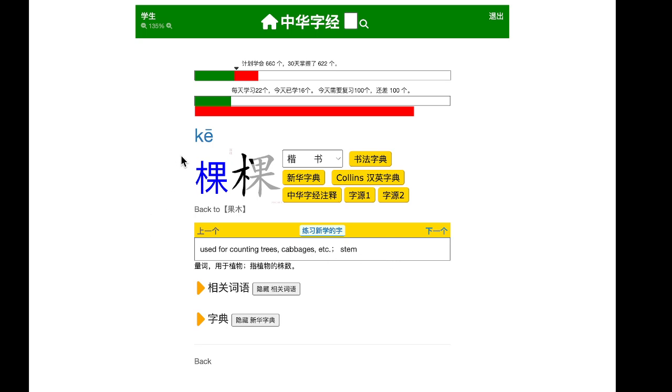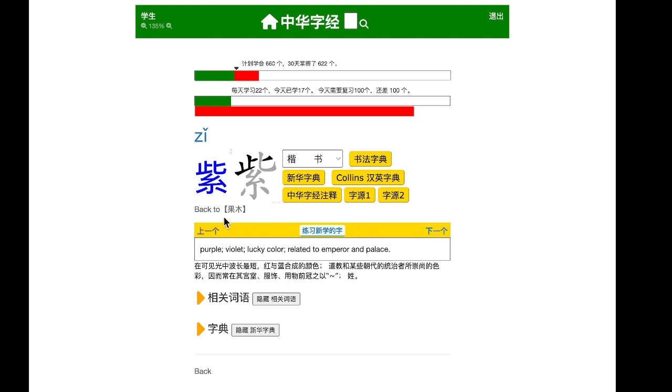Ke. This ke is used as a classifier for counting trees, cabbages, things like that. And this is the stem of a plant. So if you're counting 10 trees, it would be 10棵树. That's just a counting word. 紫. 紫 is purple or violet, the color, which, as in other cultures, is associated with the emperor, the palace, the royal purple. And it's also a lucky color.